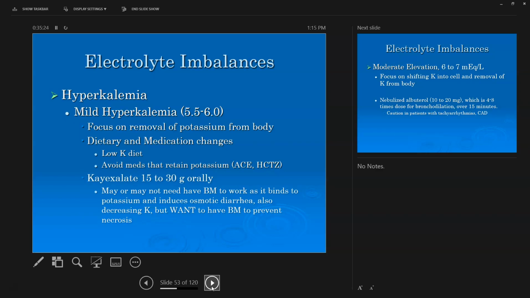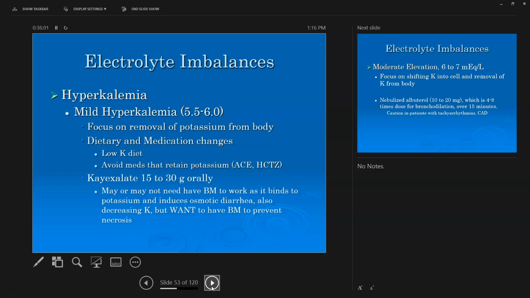For treatment of hyperkalemia, we classify it into mild, moderate, and severe. Once you get to that 5.5 to 6 range, you probably want to give them something that would help remove some of that potassium from the body. It's going to depend on the type of patient you have and what medications you give. If you've got a patient admitted with diarrhea and acute renal failure from dehydration, do you probably want to give them Kayexalate? Probably not.